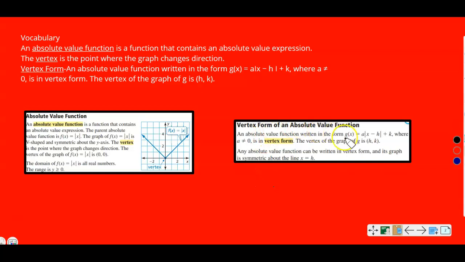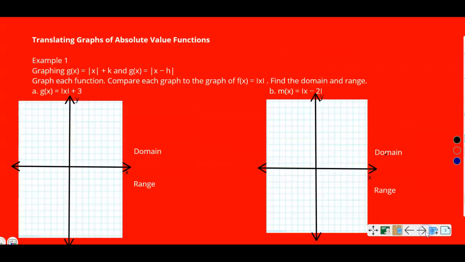Vertex form again: g of x equals a times the absolute value of x minus h plus k, where a is not equal to 0. And the vertex, when in this form, is (h, k). Any absolute value function can be written in vertex form, and its graph is symmetric about the line x equals h. So your horizontal movement here, that is where your graph will be symmetric. Okay, let's look at a few examples.